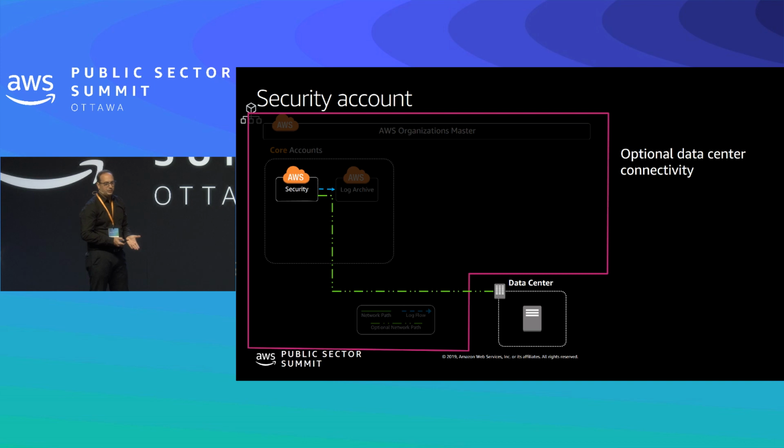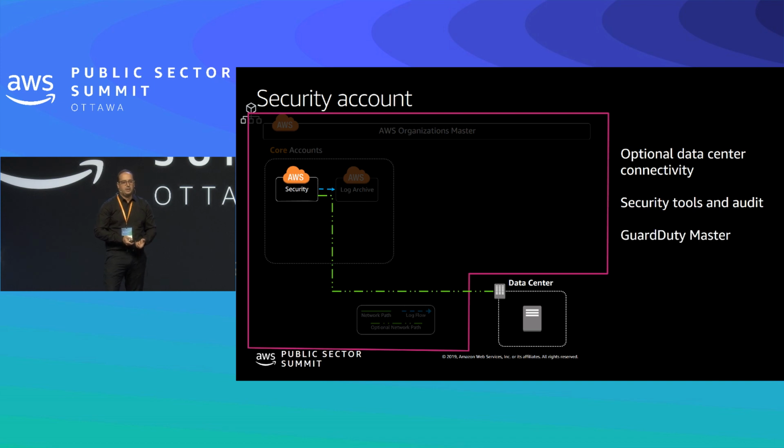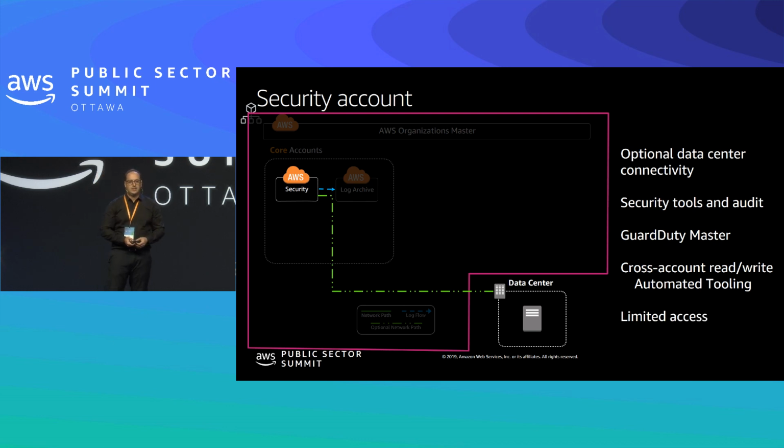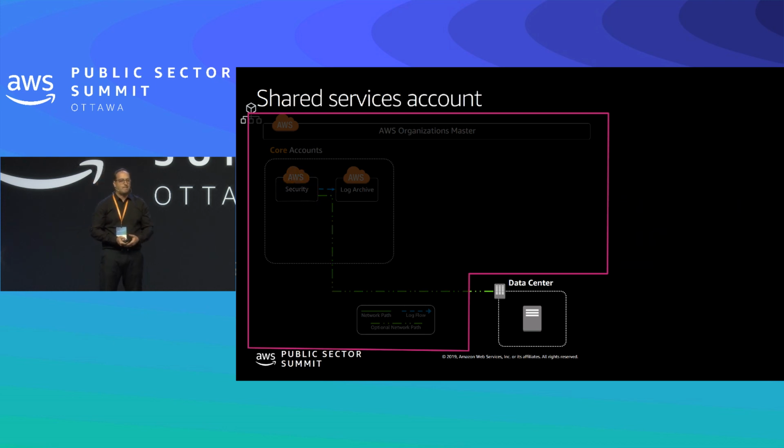Perhaps we want an optional data center connectivity link. We can put our security tools and audit tools in this AWS account. GuardDuty master, the intelligent threat detection tool, can get set up here as the master location where all other accounts will send their findings. We want to establish cross-account read-write roles that you can use for automated tooling, such that in an event, security can write tools that can go access other accounts. Again, extremely limited access. We're going to be saying this over and over.